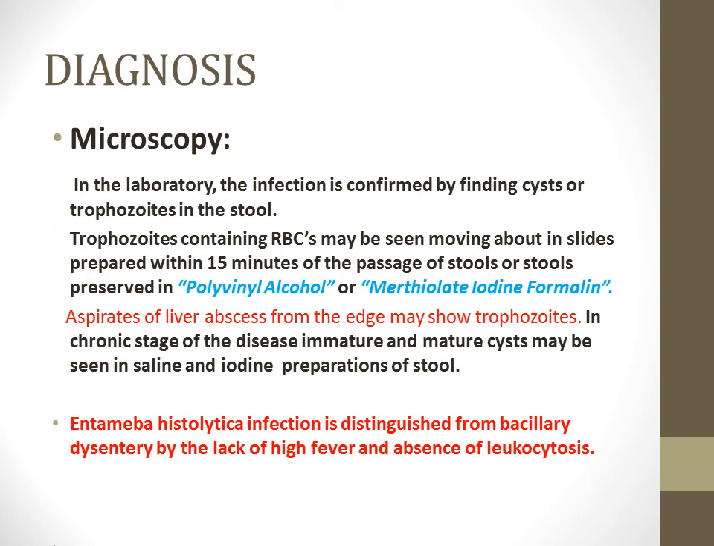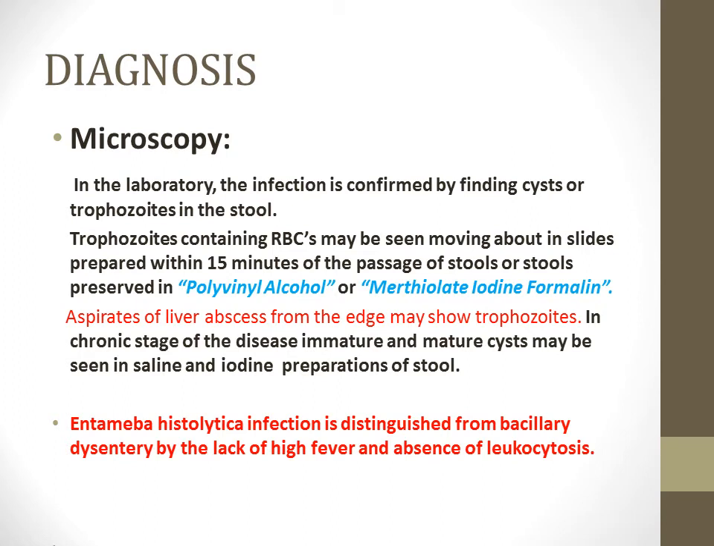Now coming to the diagnosis of Entamoeba histolytica. In the lab, the characteristic pattern of diagnosis of amoebiasis is finding the cysts and the trophozoites in the stool, basically the stool examination. The stool examination should be done within 15 minutes, because trophozoites containing RBCs can be seen in slides prepared within 15 minutes of the passage of stools, or in stools that are preserved in polyvinyl alcohol or merthiolate iodine formalin.